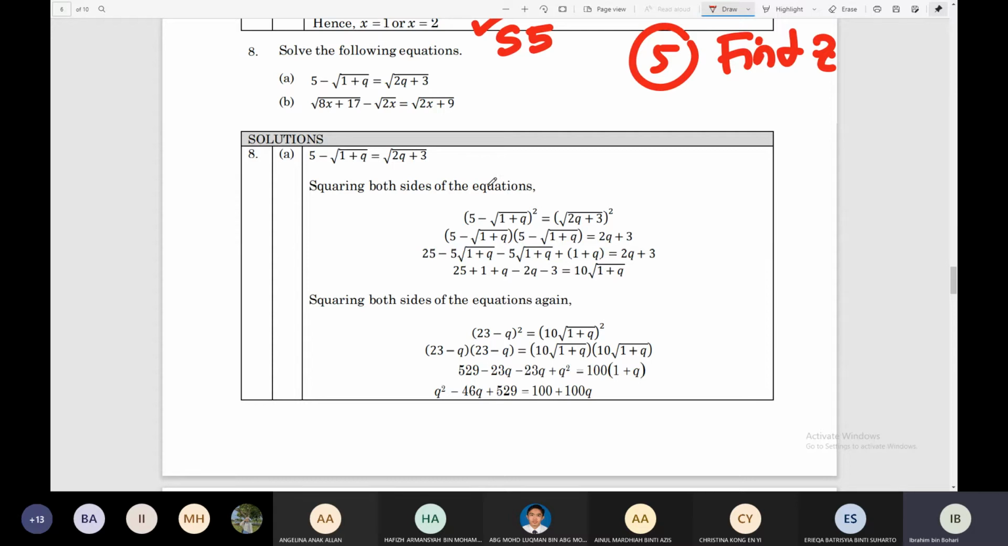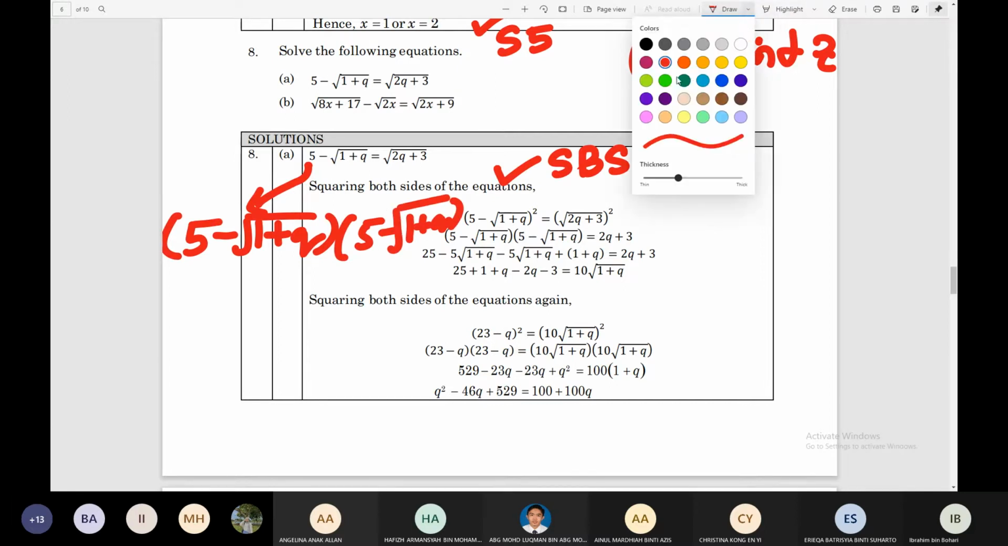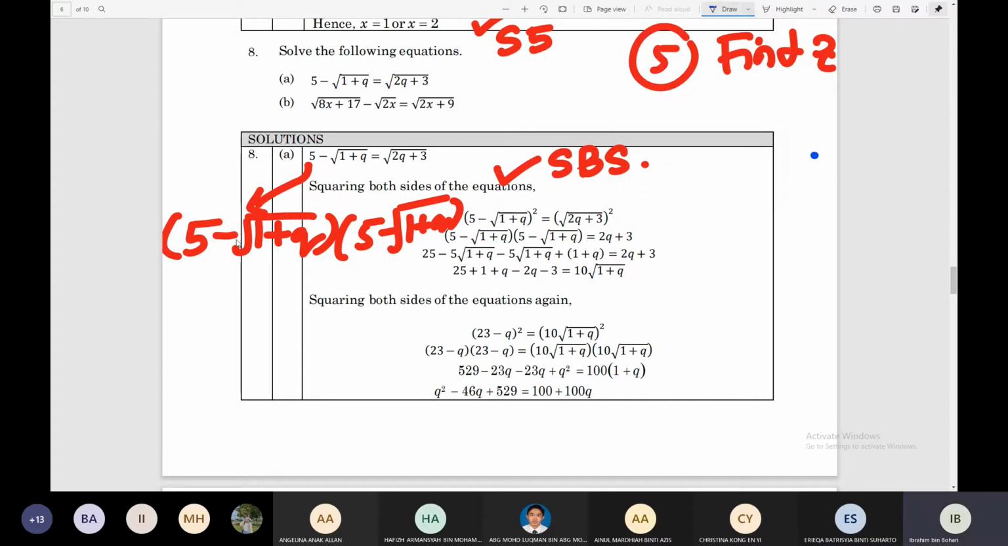Okay, question E, 5 minus the square root of 1 plus q equals the square root of 2q plus 3. Okay, first step, squaring both sides. My short term is SBS, squaring both sides. So first, left hand side, 5 minus the square root of 1 plus q. Okay, so squaring both sides, 5 minus root of 1 plus q times 5 minus root of 1 plus q. I just want to show the basics.